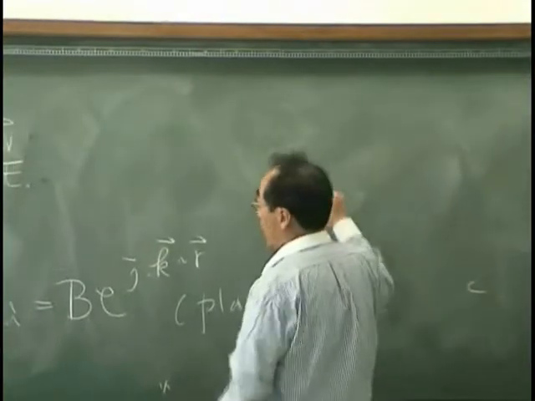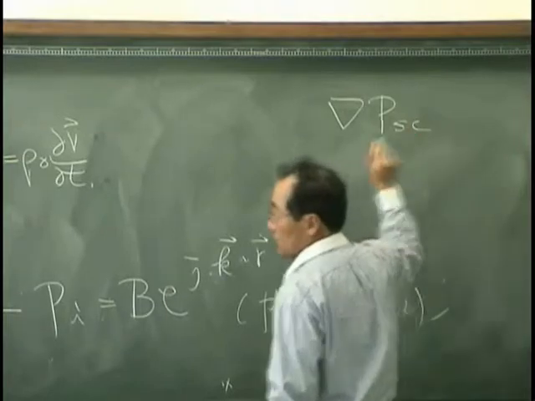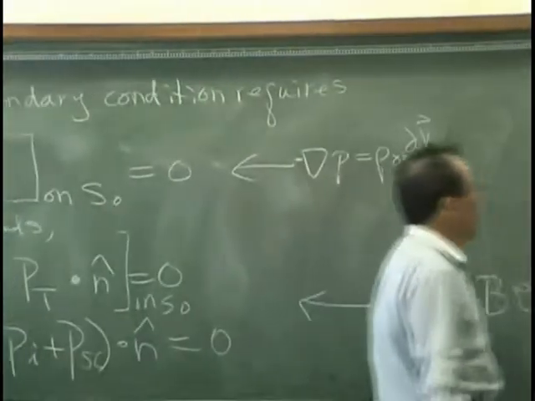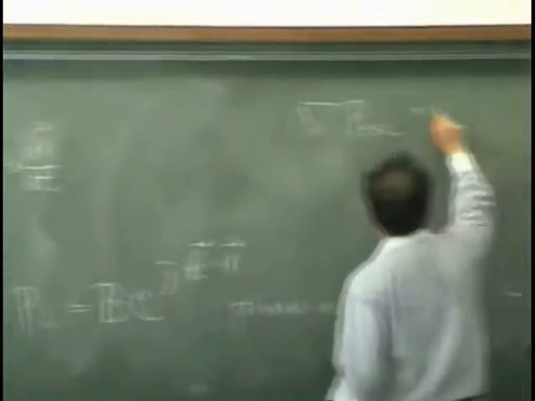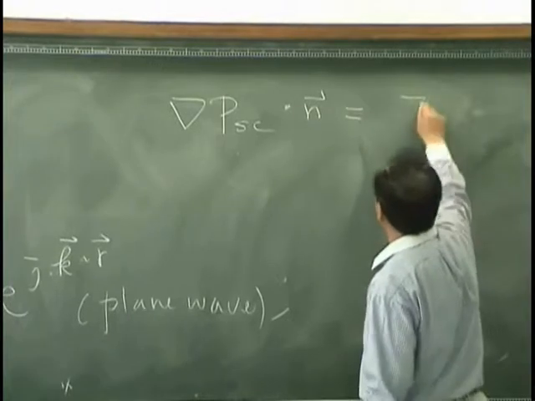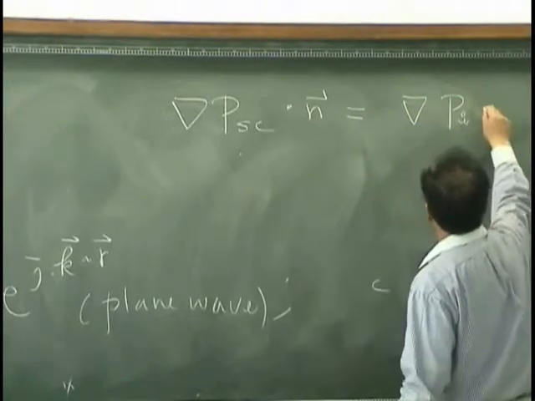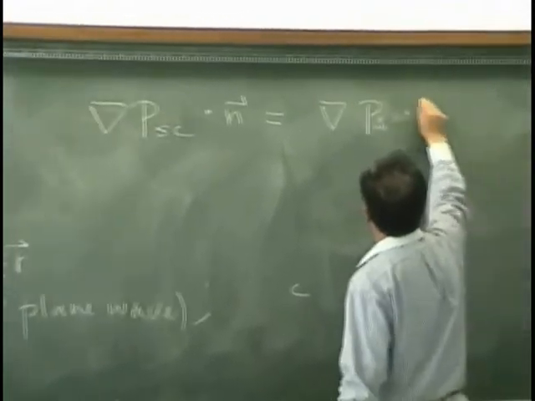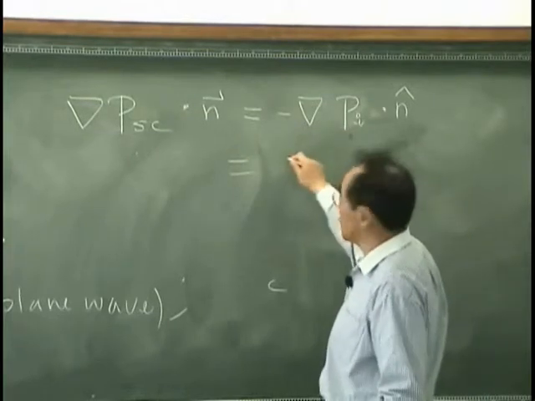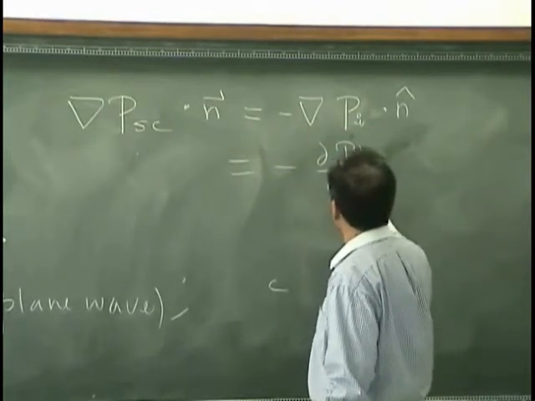Plug this one over there, then I will obtain p_SC. Sorry, this has to be SC. Dot n is equal to gradient p_I dot n minus, and I know this is minus dp_I/dn.